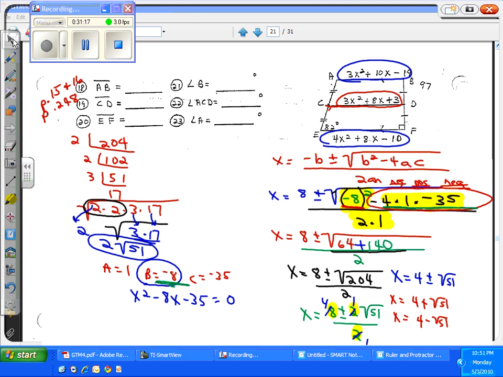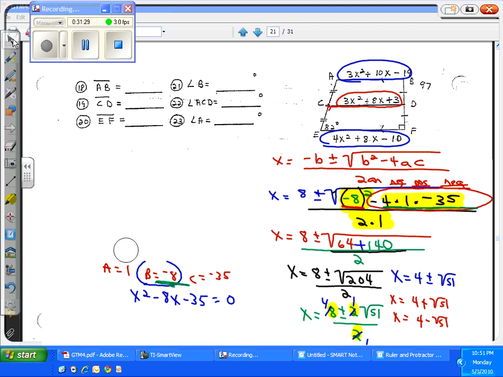Now, if we want to find A, B, C, D, E, F, we have to plug that in. Now, that's kind of fun, isn't it? So let's just find one of those.